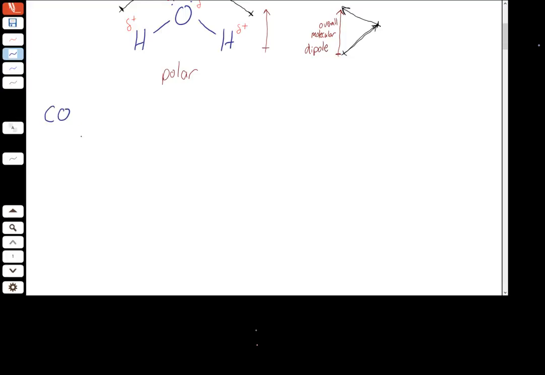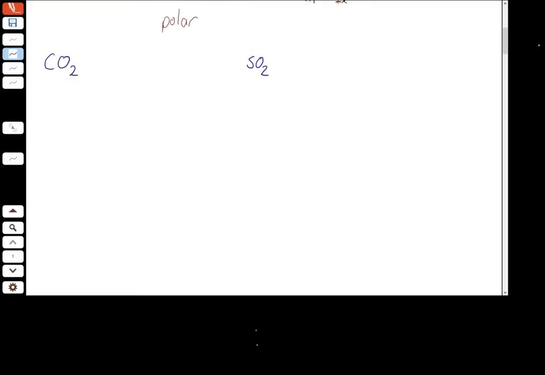Let's take a look at carbon dioxide and sulfur dioxide, two different molecules. Carbon dioxide's structure looks like this.